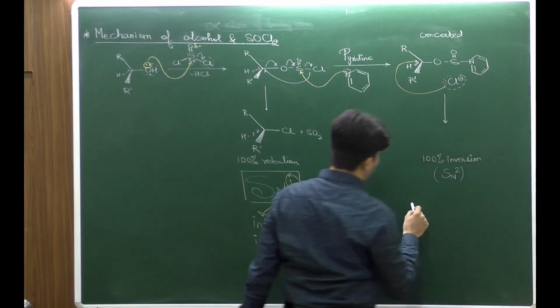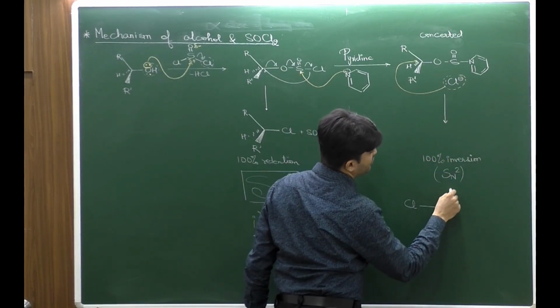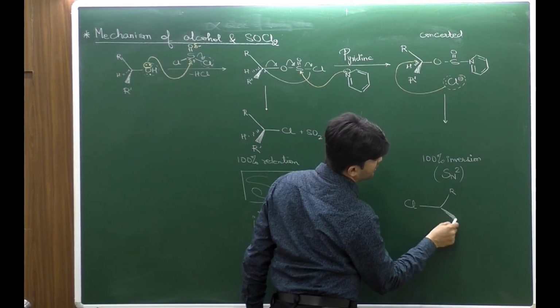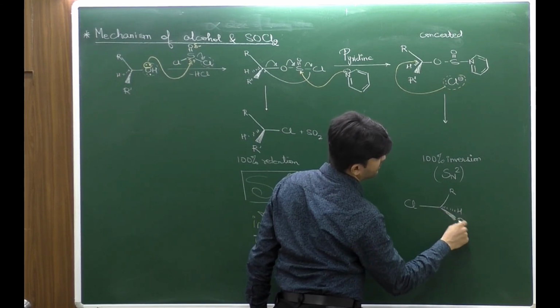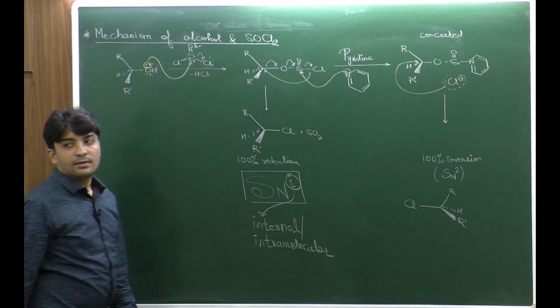तो अब Cl जो है that will be appearing this side, which will be having R, H and R dash like this. ठीक है?